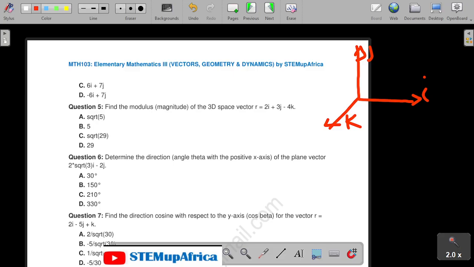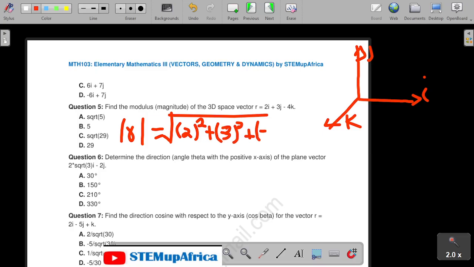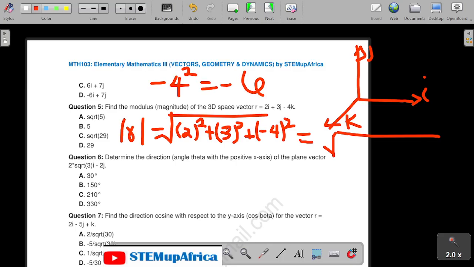So the modulus means the absolute value of the vector given to us. So modulus of R will be square root of 2 square plus 3 square plus minus 4 square. So anytime you are squaring a value, make sure you put it in square in bracket. Otherwise, if I just square minus 4 alone, it will give me minus 16, which is wrong. So make sure you always put it in brackets.